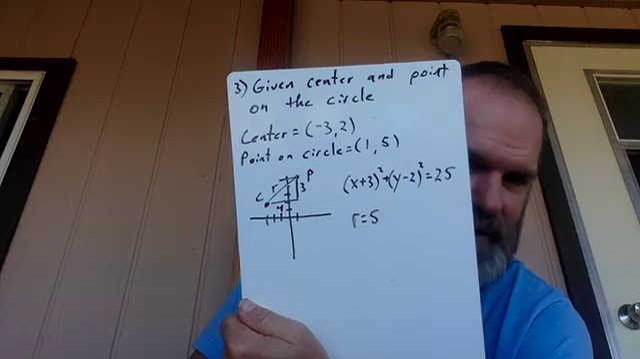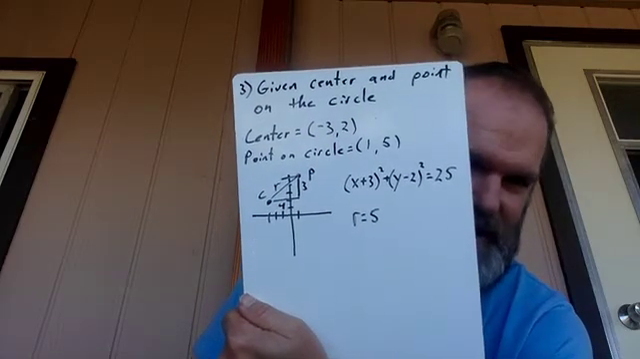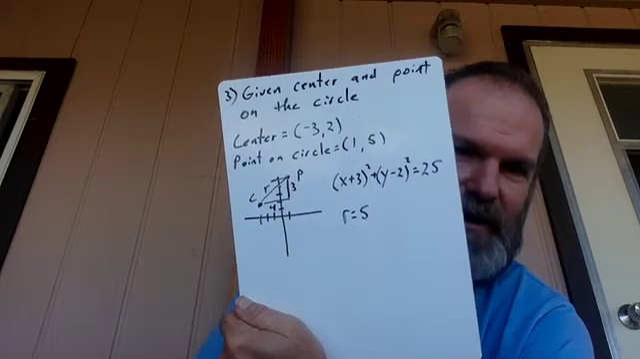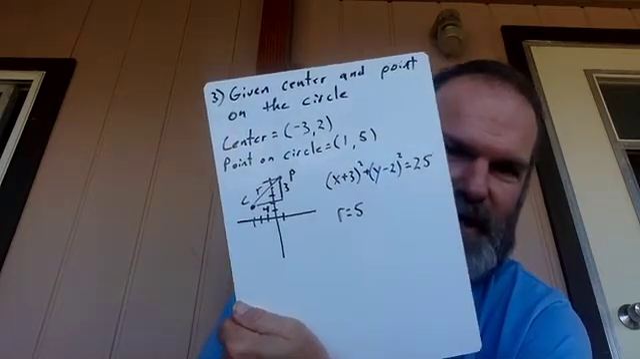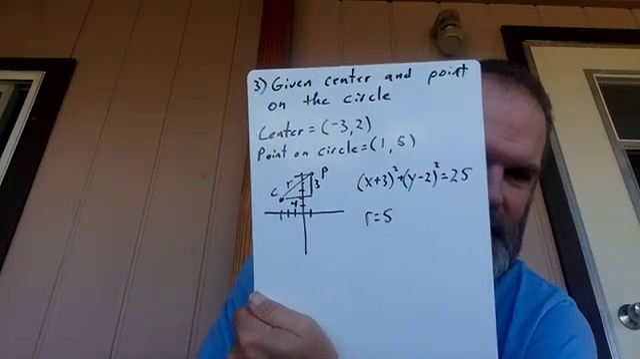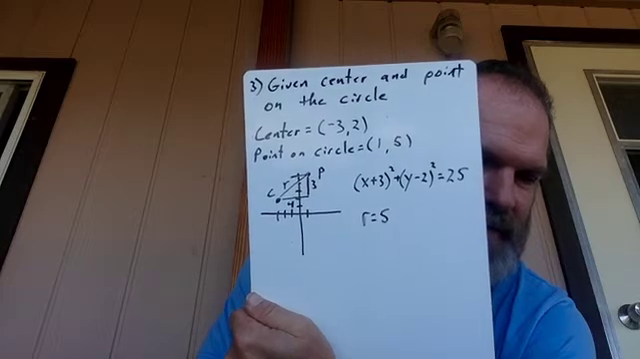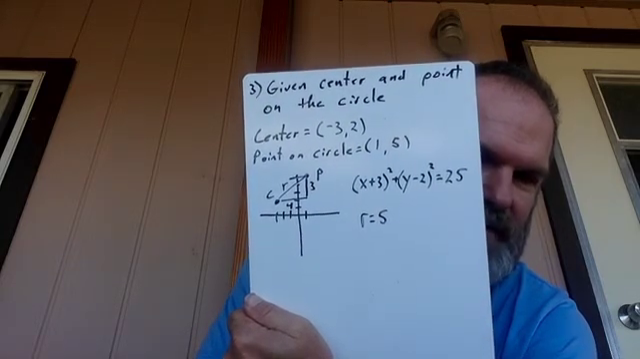x plus 3 quantity squared plus y minus 2 quantity squared equals 25. And it was the good old Pythagorean theorem, which makes sense because that's where the equation of the circle is derived from, the Pythagorean theorem. So another fairly simple set of problems for you tonight, and then we'll get into completing the square, and that's where the standard gets tricky.